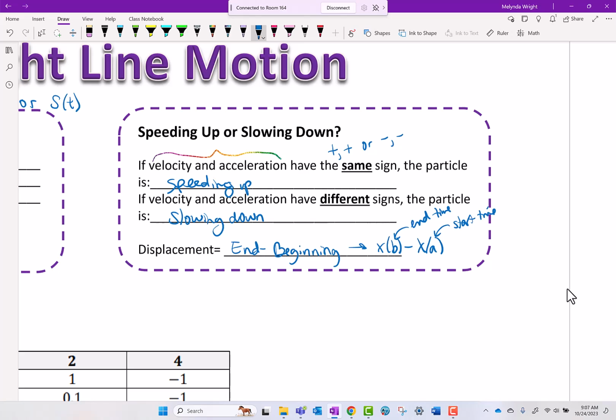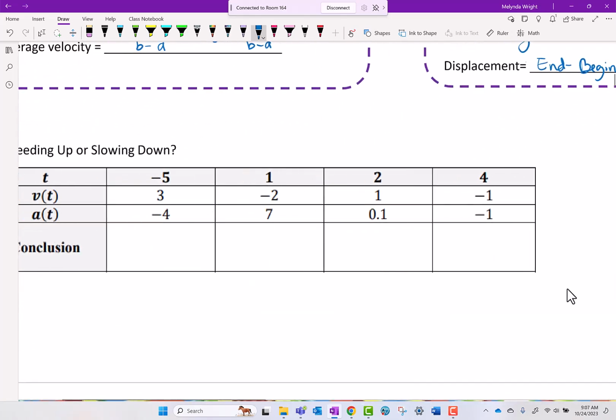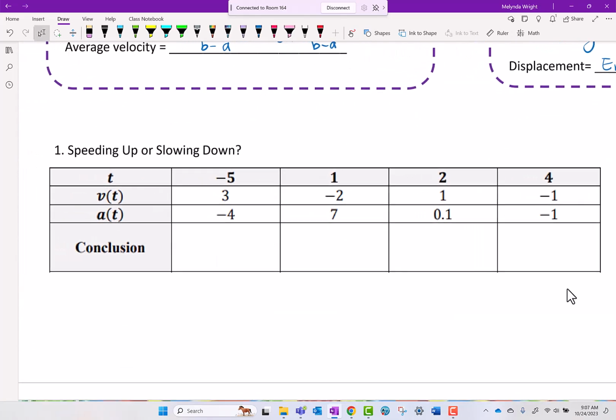Okay, so let's practice. Let's practice determining whether a particle is speeding up or slowing down. We've got a few different things to practice. So on the first one, we're going to focus on this one right here. This is time 5. We're looking at time 5.